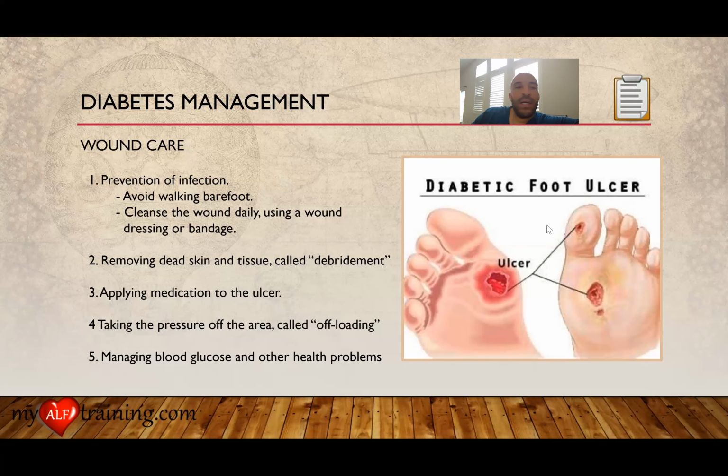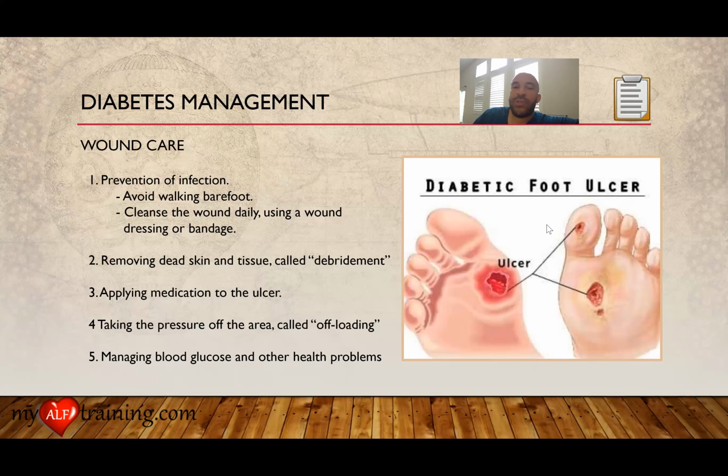So wound care, elements of wound care for patients who have already sustained some type of diabetic foot ulcer, we want to prevent infection. So that means cleaning the wound daily and using dressing or a bandage to cover the wound after we clean it. Also, if the doctor has ordered any type of medication to apply, we apply that, and then of course you dress the wound.